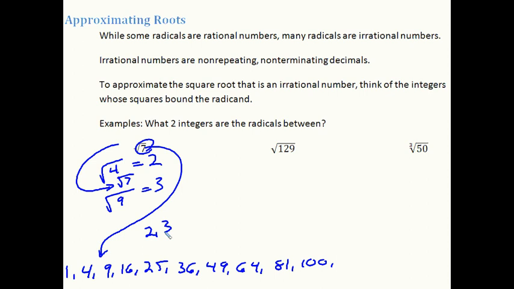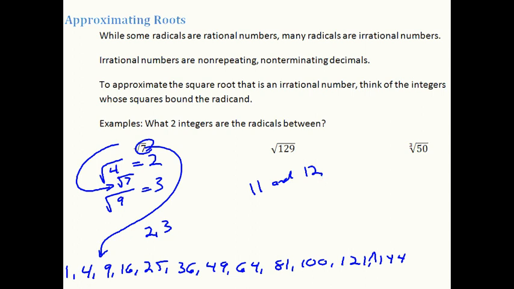Looking at the next one, we have the square root of 129. That's a larger number. If we keep continuing our pattern down here at the bottom, 100 was 10 times 10, 11 times 11 is 121, 12 times 12 is 144. We see 129 falls in here. So we know the square root of 129 is between 11 and 12, because the square root of 121 is 11 and the square root of 144 is 12. It's 11 point something.